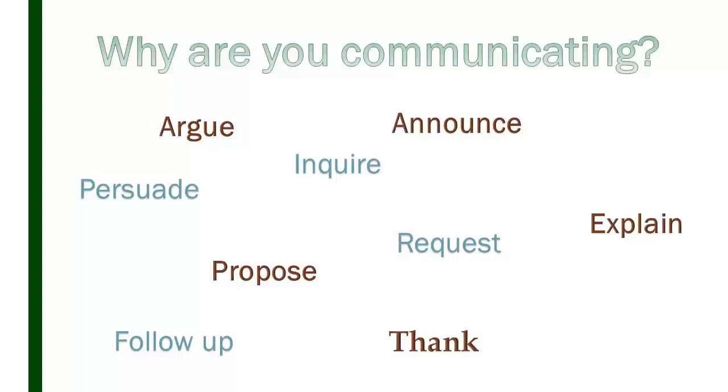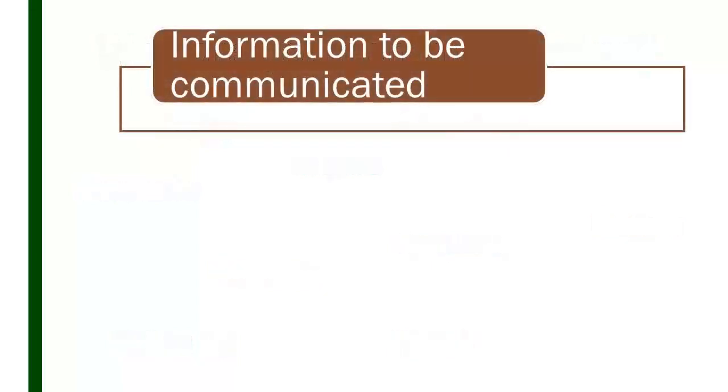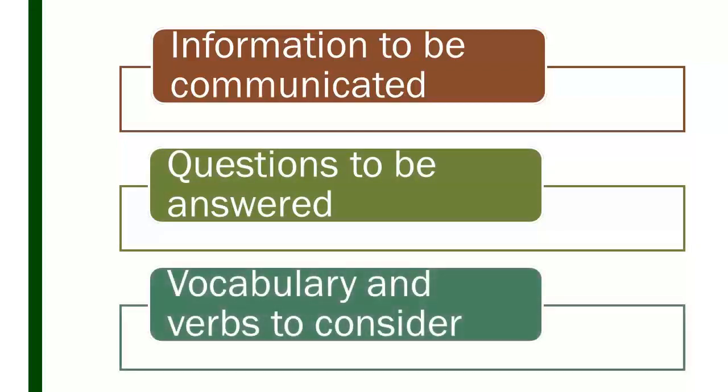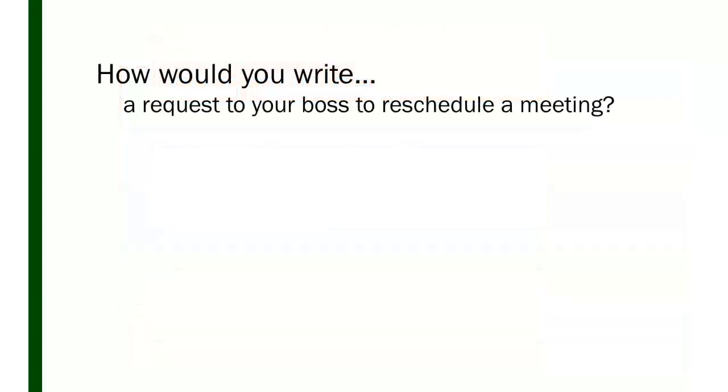Once you have started to determine your purpose, think more about the following. What information needs to be communicated? What important questions need to be answered? And also, what vocabulary and verbs can I use to get my point across? Let's practice this by combining both our purpose and audience. How would you write a request to your boss to reschedule a meeting?